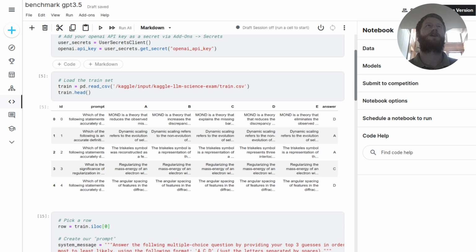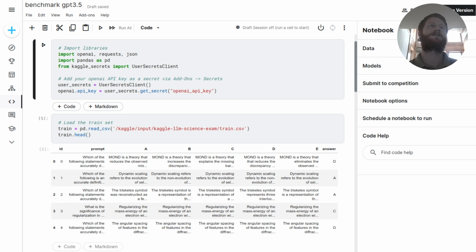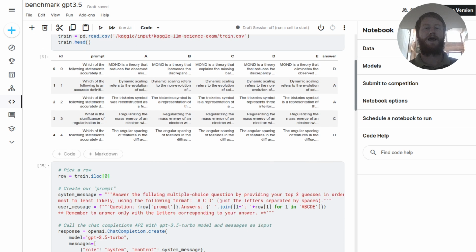So I have this notebook here, and what I've done is I've added my OpenAI API key as a secret on this notebook. So I can load that in, and then I can use that to query the OpenAI API and use GPT 3.5 through their API endpoint as opposed to the chat interface. So we can load up our questions. If we pick a random question, the general idea here is that we're going to prompt the model in such a way that when it auto-completes its return message, we hopefully get what we want.